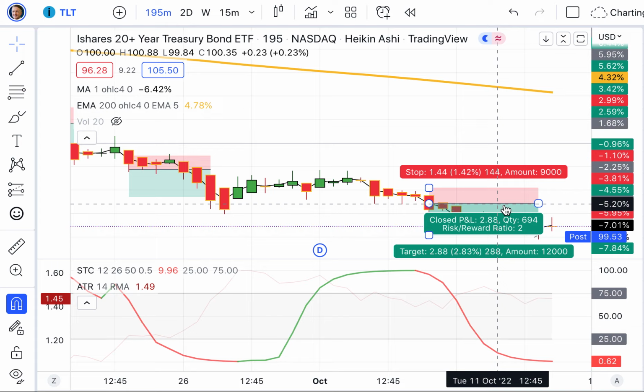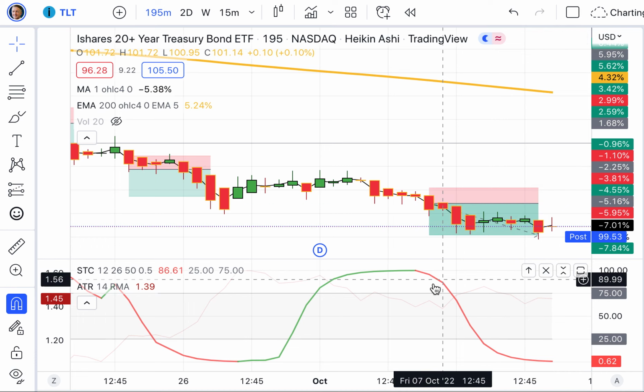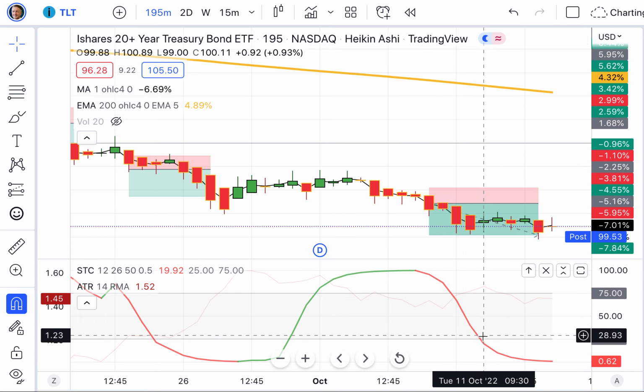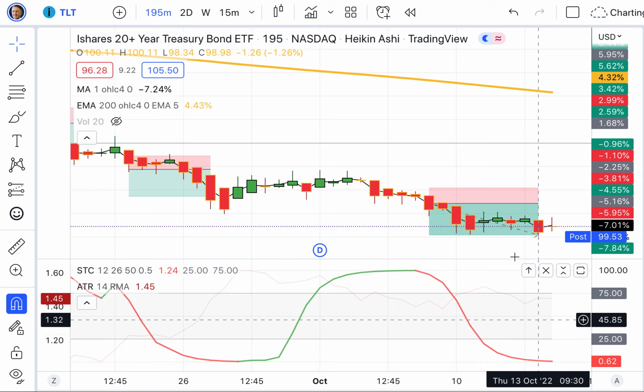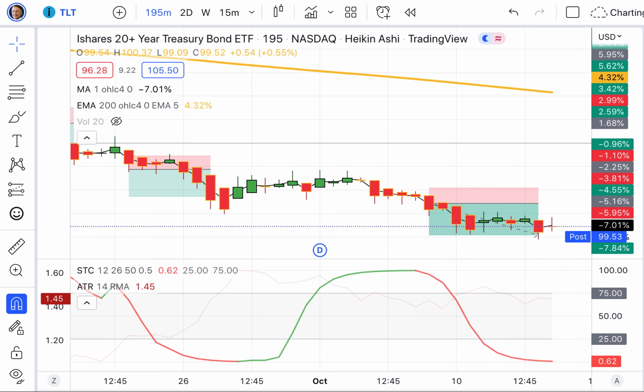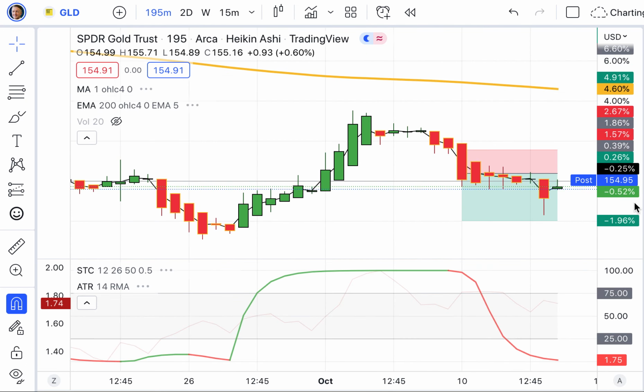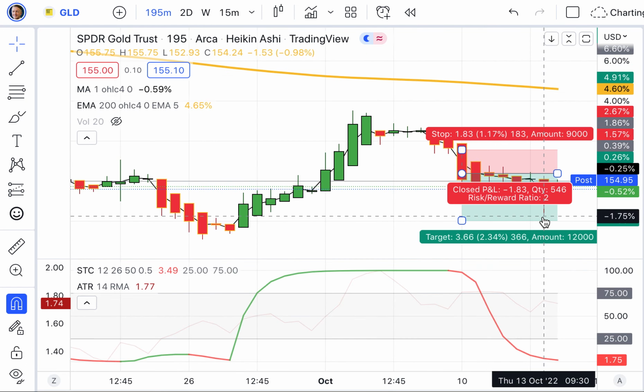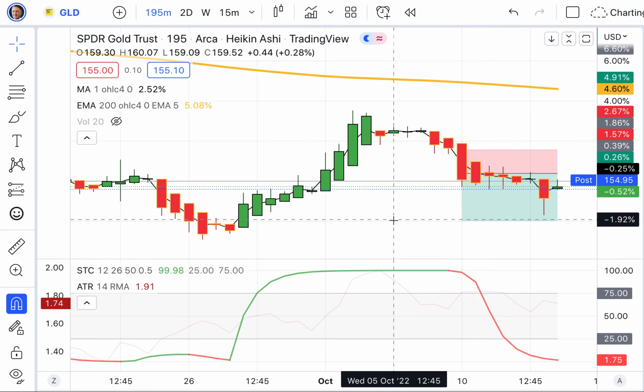Then, of course, we graduated to what? The STC, which is a combination of stochastics and the MACD. And we like it lots better. So things are going in our direction. Now, what hasn't worked? Well, gold got really close in the morning, really ranged down.